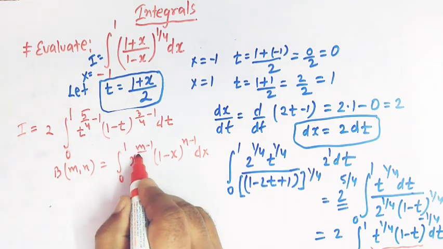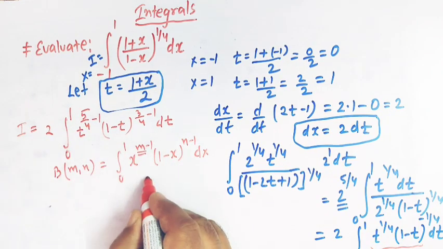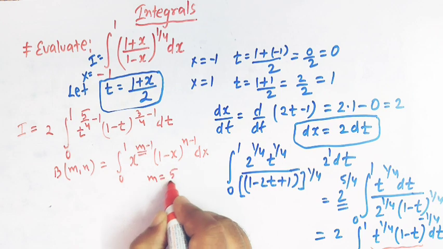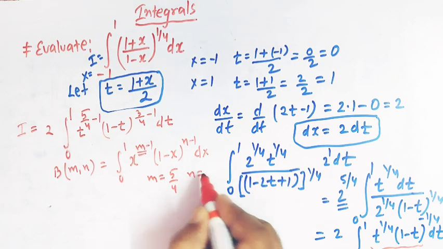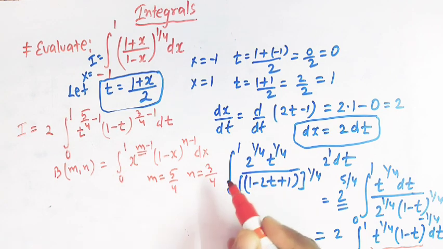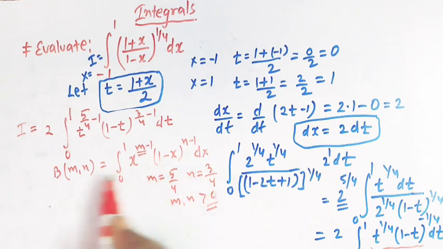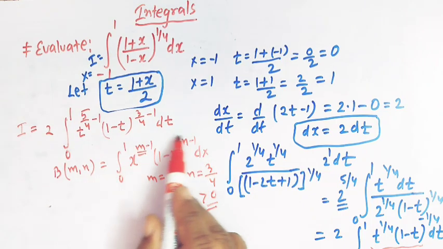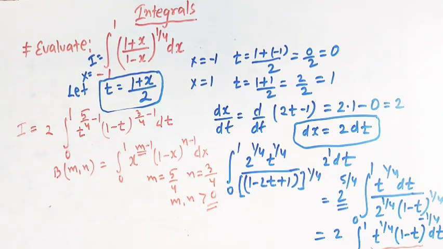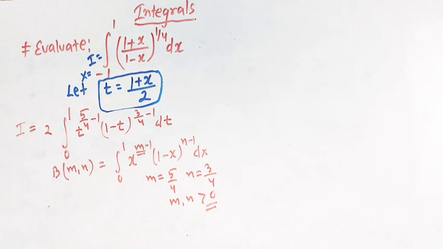So if we compare this integral with this one, then the value of m is 5 by 4 and the value of n is equal to 3 by 4, right? And remember, m and n are greater than 0, right? So this is the beta integral, which is also known as Eulerian's integral of the first kind, right?